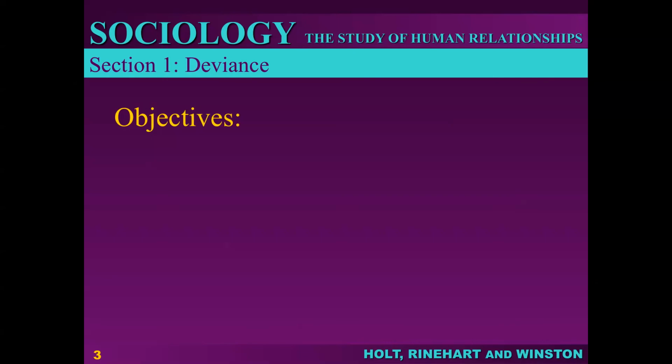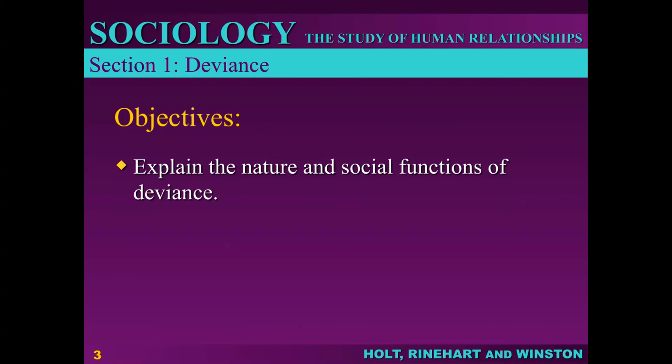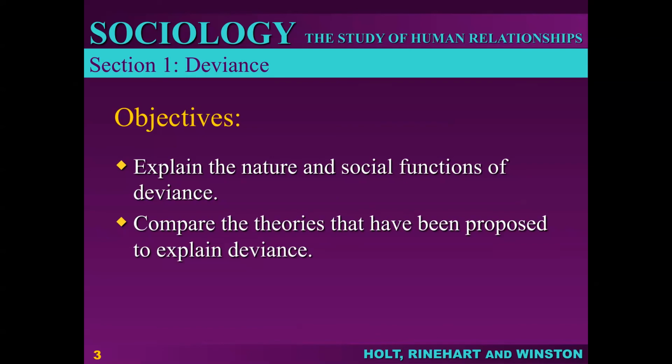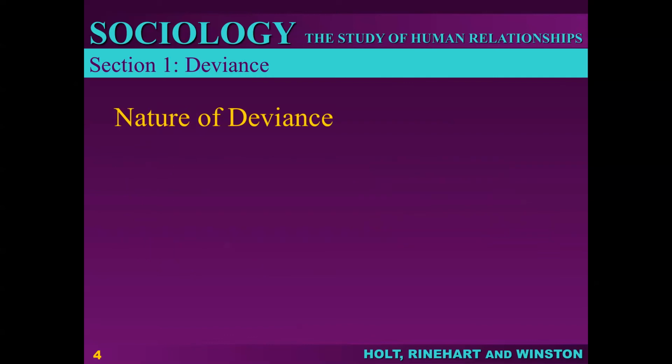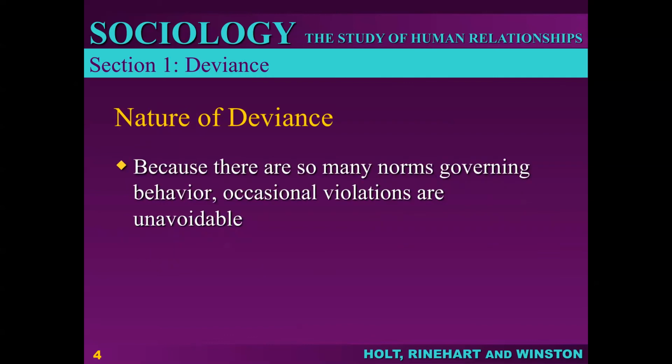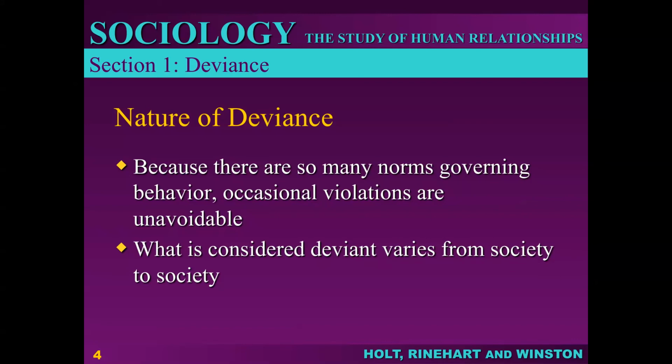The objectives for Section 1. By the time we finish this section, you should be able to answer both of these objectives. Explain the nature and social functions of deviance, and compare the theories that have been proposed to explain deviance. The nature of deviance. Because there are so many norms governing behavior, occasional violations are unavoidable. What is considered deviant varies from society to society.